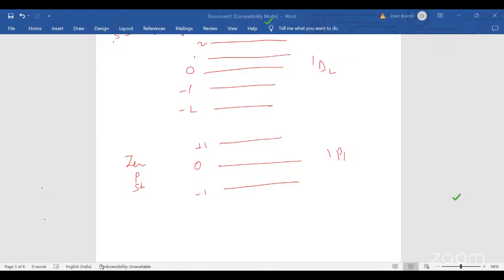The vector atom model, you may get a long question, as well as this Zeeman effect or Stark effect, any one of them. Zeeman effect I have already told, including the experimental arrangement and all those things. So these two units are very important in this block, Atomic spectra.